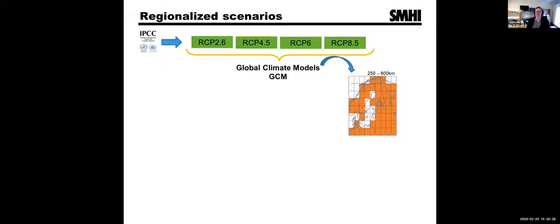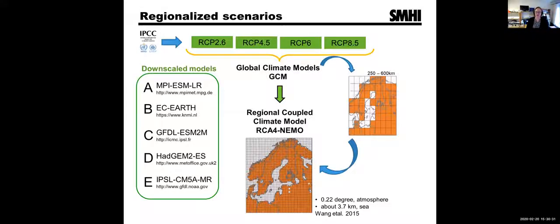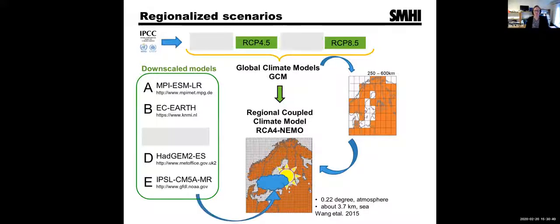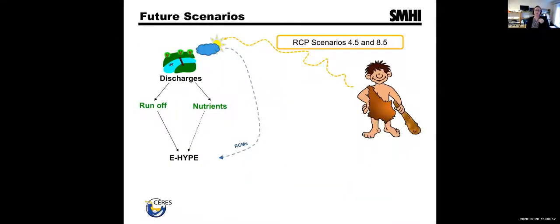This is then downscaled with regional coupled models, atmosphere-ocean models, into a higher resolution also covering the ocean. In this study, we have used 2 RCPs, 4.5 and 8.5, and 4 different global models giving us the atmospheric forcing to RCO-Scobi. These global models also force the E-HYPE model, which gave us the river loads, the freshwater and nutrient load to our model.